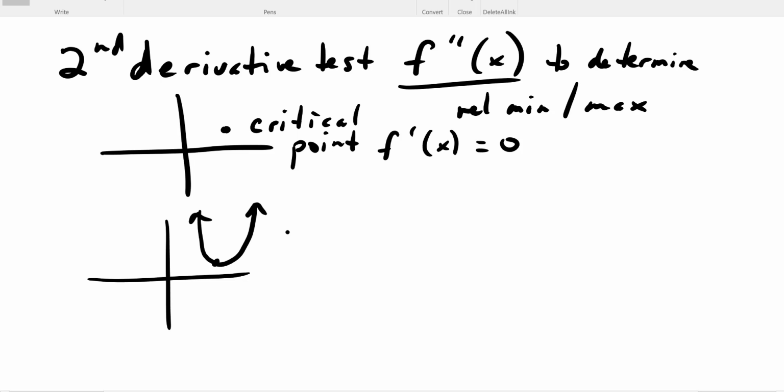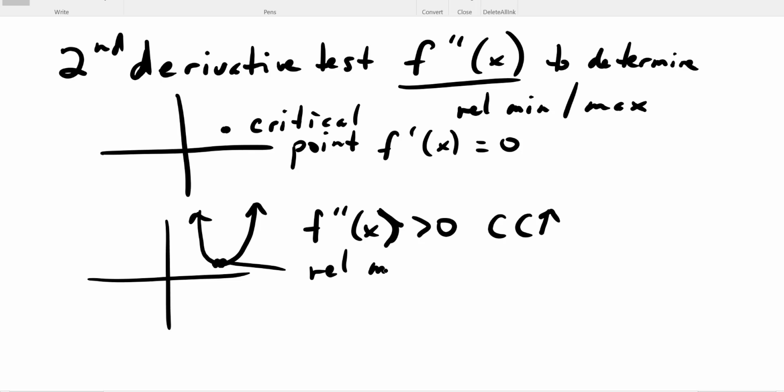Okay, so what would you guys tell me about this in terms of the second derivative? Wouldn't you guys say, oh, it looks like it's concave up? So f double prime of x, isn't that greater than 0 because it's concave up? So think about what would make that point then. This would be a what? It is a relative minimum.